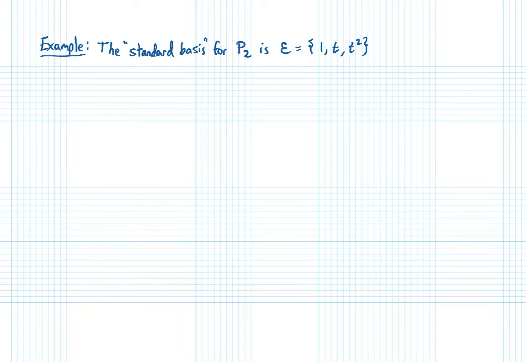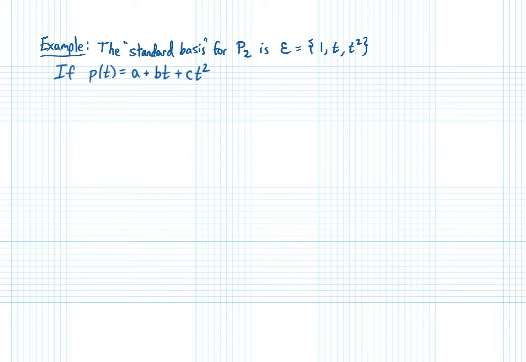Okay, so let's look at an example. So remember that the standard basis for P2 just consists of the different powers of t. So 1, which is t to the 0, t, and t squared. Now, the general form for an element of P2 is p(t) equals a plus bt plus ct squared.